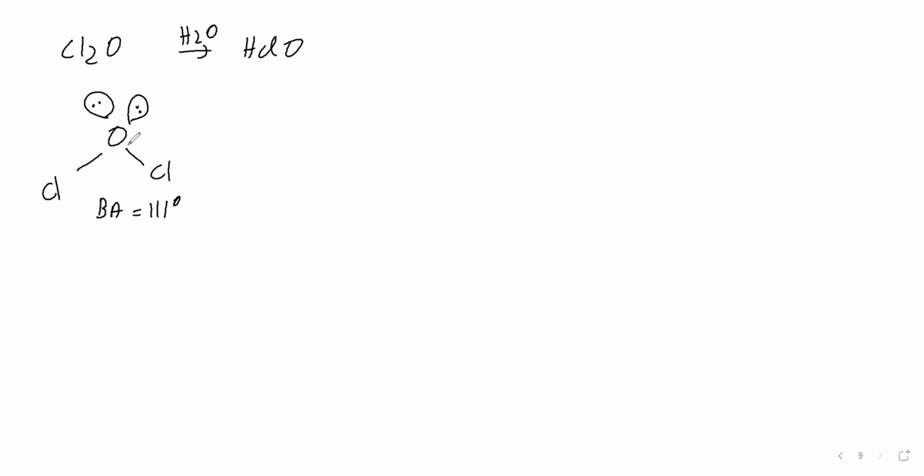Next, we will take ClO2, chlorine dioxide. This name is called chlorine dioxide. If you add water to this chlorine dioxide, you will get HClO2 and HClO3. Now, it is the anhydride of chlorous acid and chloric acid, we can say.